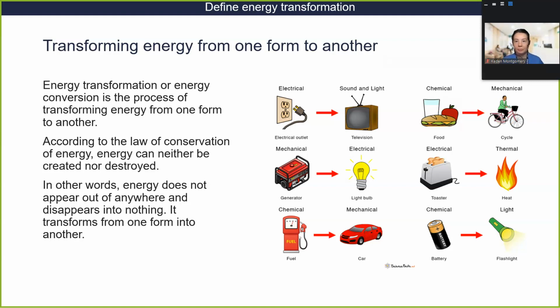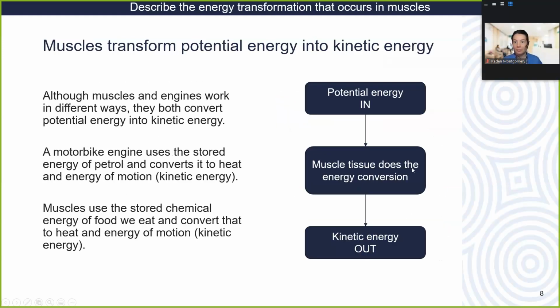Now, I don't know which famous scientist said this, but you cannot destroy energy, you cannot create energy. All you're doing is converting energy. So we are converting energy all the time. Now, our muscles convert energy. So here is your muscle tissue. You've got potential energy that goes in, so stored energy, and then you've got kinetic energy that goes out. So your muscle converts potential energy into kinetic energy.